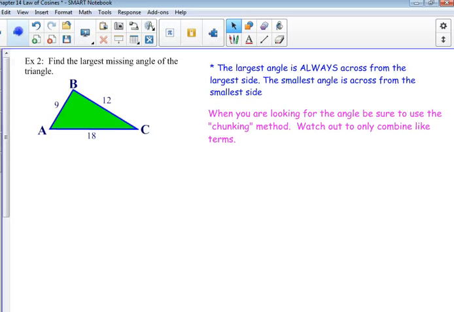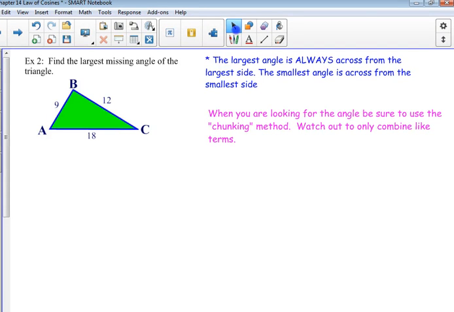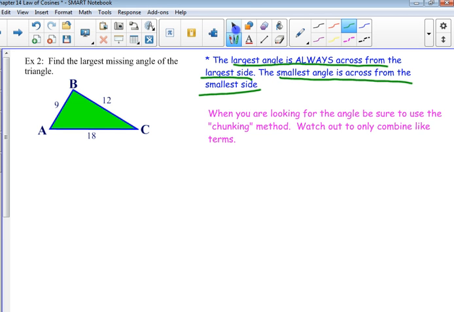All right, so in geometry, you guys have learned about this, that the largest angle is always across from the largest side. Same thing with the smallest angle across from the smallest side. This is as much geometry as you're going to see. So when you look at a question like this, find the largest missing angle of the triangle. Which angle is it? It's going to be the largest one. The B. Good. So I'm going to put my X here.